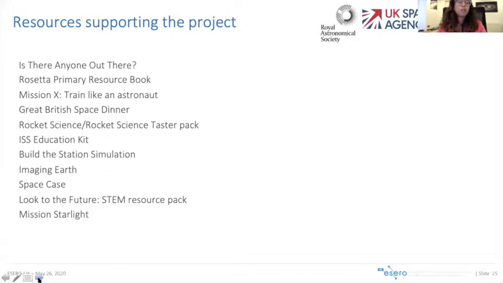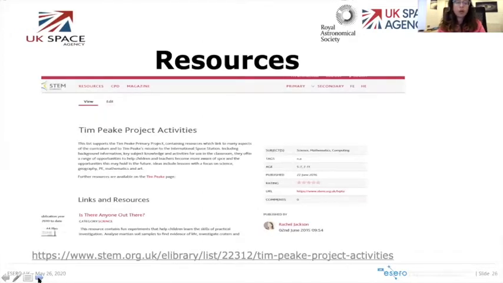There's Mission X Train Like an Astronaut. There's a Great British Space Dinner. There's Space Case, there's Mission Starlight. And like I said, they are all online. I know STEM Learning were updating their website, or using this time to update their website. So it might not look like that, but if you go to stem.org.uk, you will be able to find all the resources there.